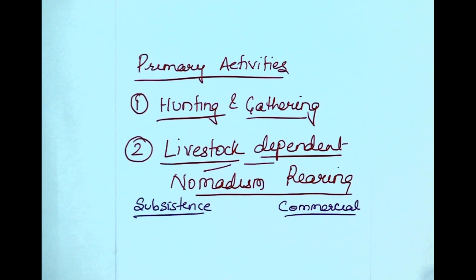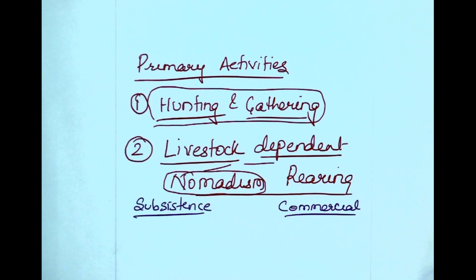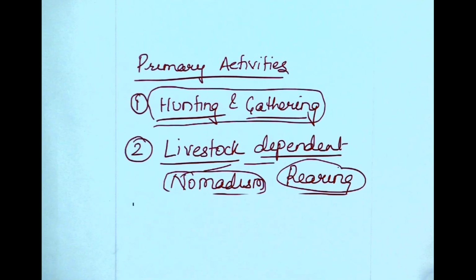So studied so far, our primary activity is hunting and gathering, which is practiced by very primitive population, leading to, if I just arrange them chronologically, I'll say it has led to the rearing of animals. Rearing of animals can include nomadic rearers or the commercial rearers. But does it complete the primary activities that we are willing to take? No. Number 3 comes in, crop culture.